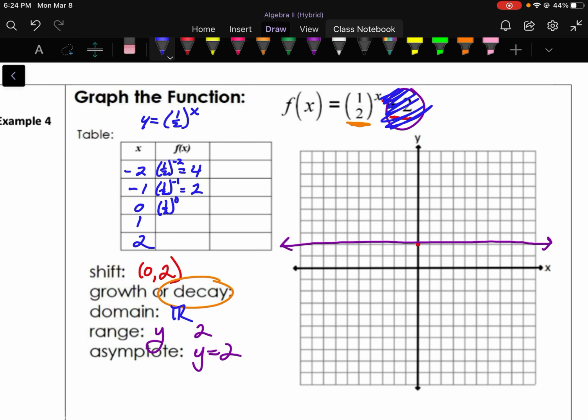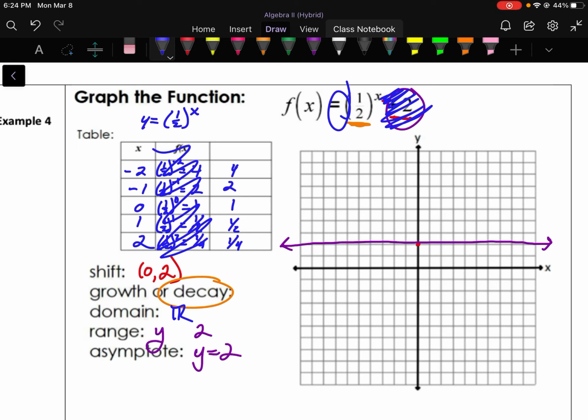All right, 1/2 to the 0 power is just 1. Anything to the 0 power is always 1. And then here it gets easier. 1/2 to the first is 1/2. 1/2 squared is 1/4. Square the numerator, square the denominator. And your a value is just 1, so you get 4, 2, 1, 1/2, and 1/4.